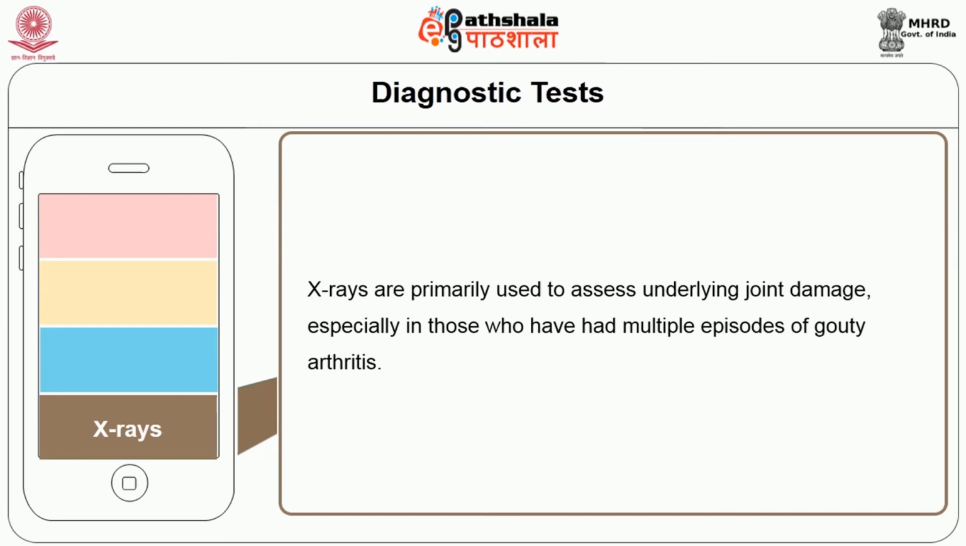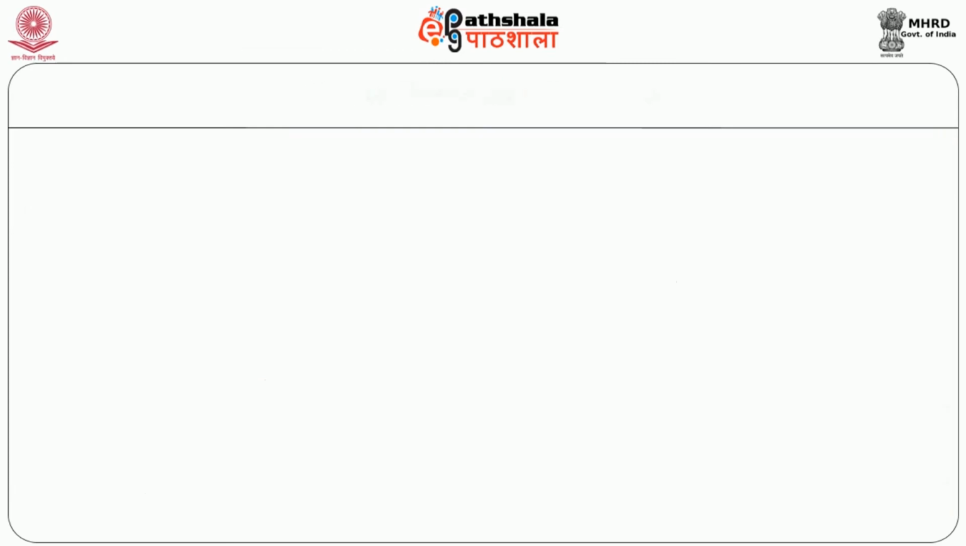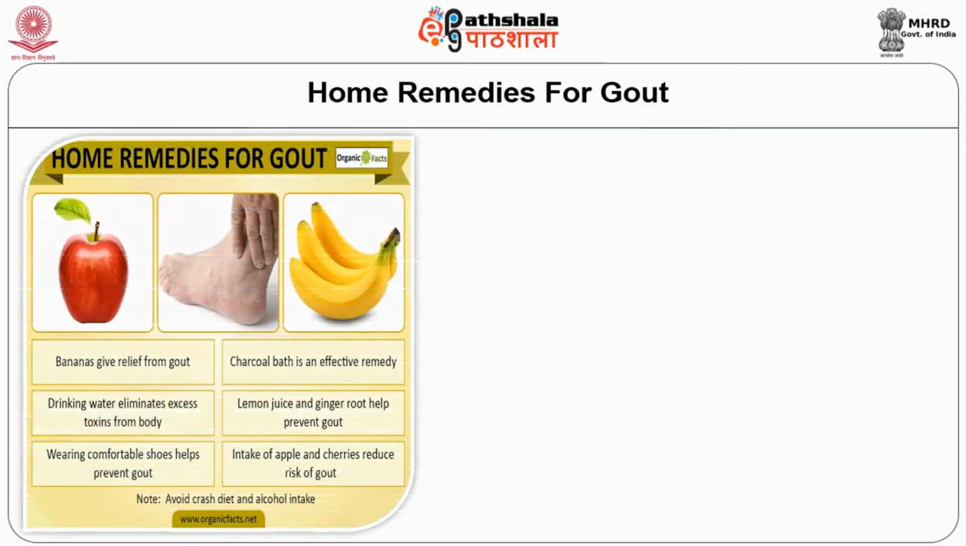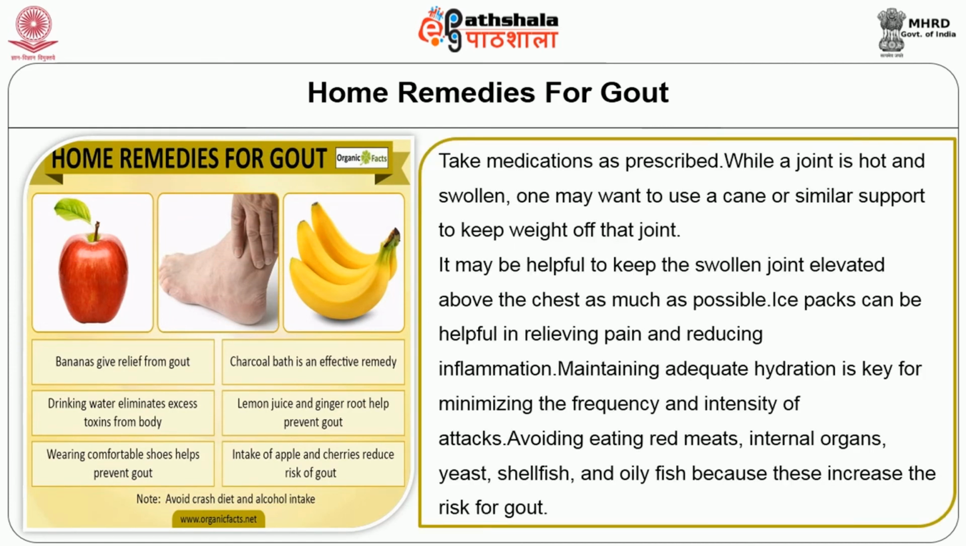Take medications as prescribed. While a joint is hot and swollen, one may want to use a cane or simple support to keep weight off the joint. It may be helpful to keep the swollen joint elevated above the chest as much as possible. Ice packs can be helpful in relieving pain and reducing inflammation.